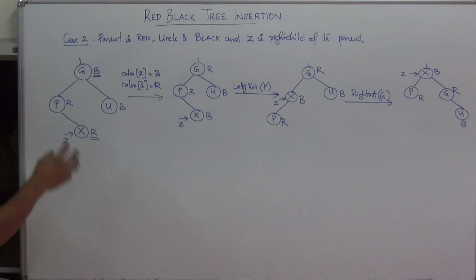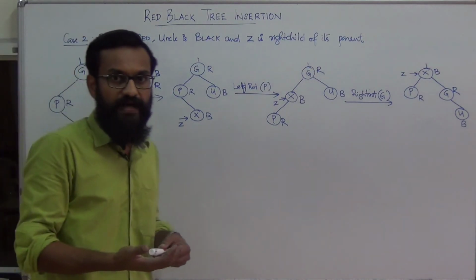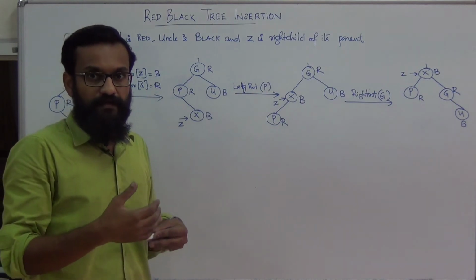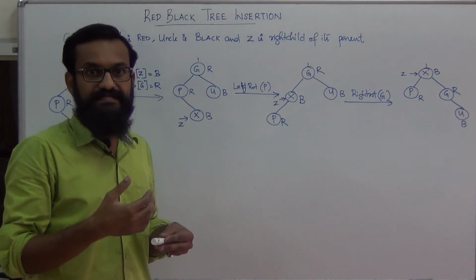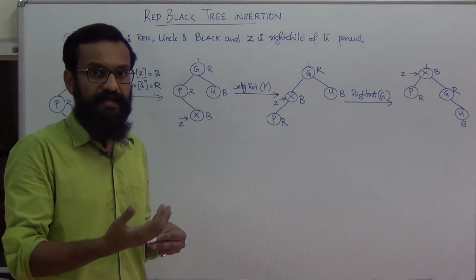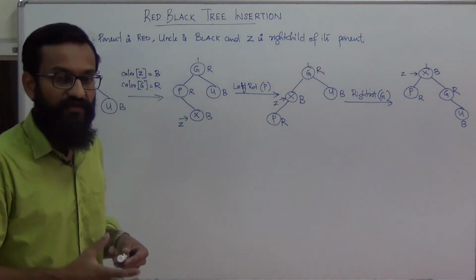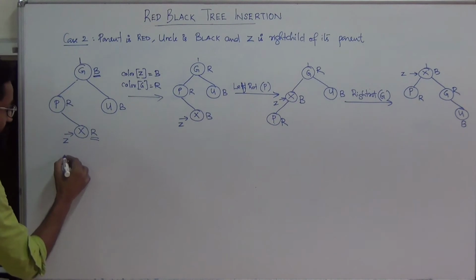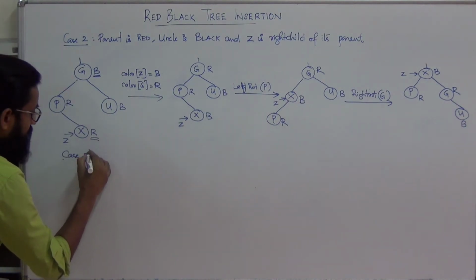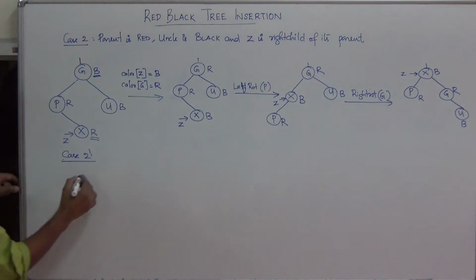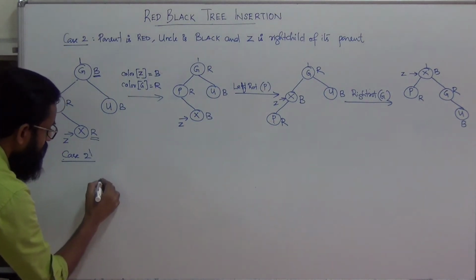So what happens if parent is the right child of its grandparent? If parent is the right child of its grandparent, then you can view that case as the symmetric case. In the symmetric case, interchange the role of left and right. So I will just illustrate it. You can call that case as case 2 dash, the symmetric case. So it looks like this.